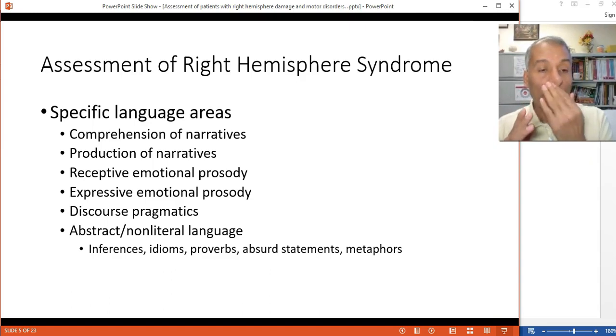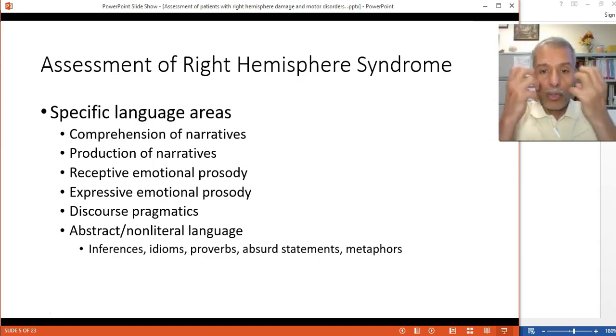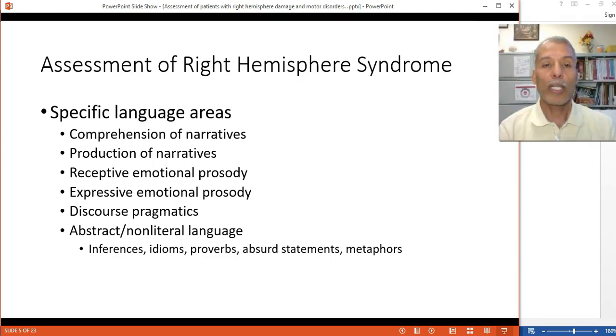And your effectiveness in doing so, especially in conversation, is to integrate your linguistic output with the nonverbal tools that you use: facial expressions, eye contact, hand gestures, body language, and all of that. So people with right hemisphere damage have difficulty expressing and understanding or comprehending someone's tone of voice. Both of these have to do with emotional prosody, expression and reception.